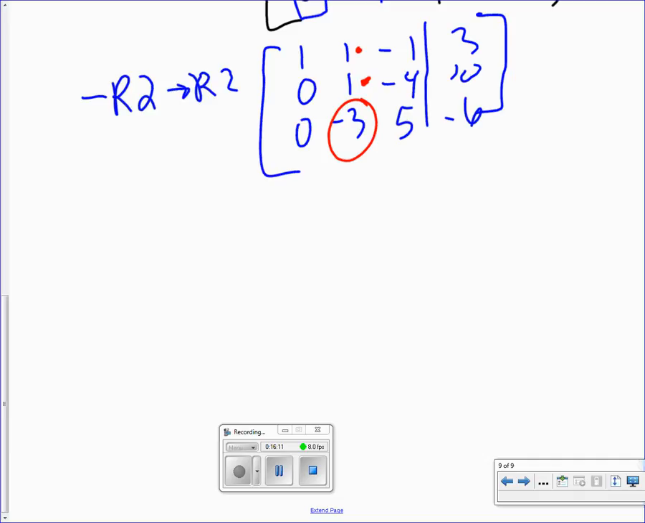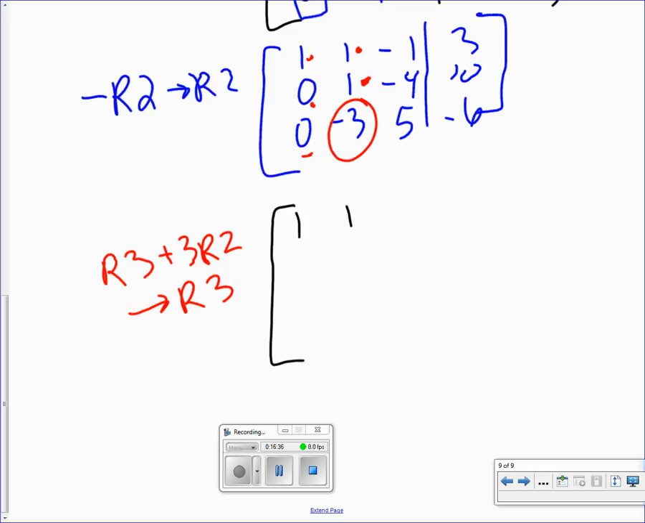If I were to use row 1, this one here would change that 0, and you don't want to undo any work. So I want to use row 2 because multiplying 0 by any number is not going to change it. So I'm going to take row 3, and I'm going to add to it 3 row 2s. I'm going to put that solution into row 3. So the first 2 rows are not going to change.